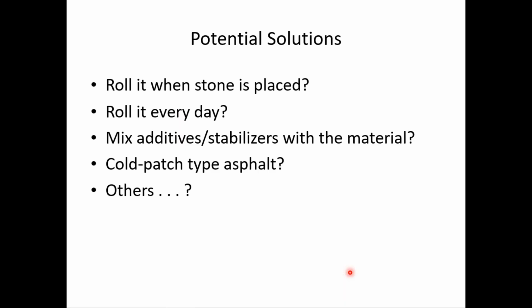Or maybe like a cold patch type asphalt provides a surface that a wheelchair can negotiate, but you haven't invested a lot of money and you can remove it and then put down permanent concrete or hot mix asphalt. Or maybe there's other things. I encourage people to think outside the box.